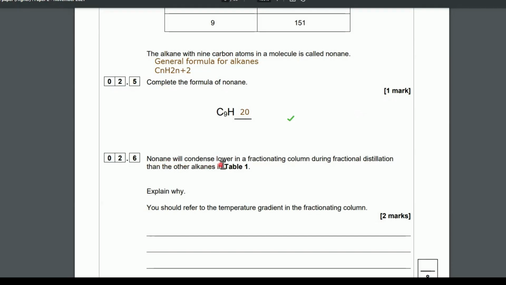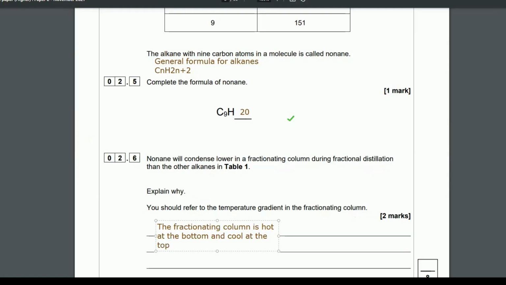2.6, nonane will condense lower in a fractionating column during fractional distillation than other alkanes in table 1. Explain why. You should refer to the temperature gradient in the fractionating column. So the fractionating column is hot at the bottom and cool at the top.